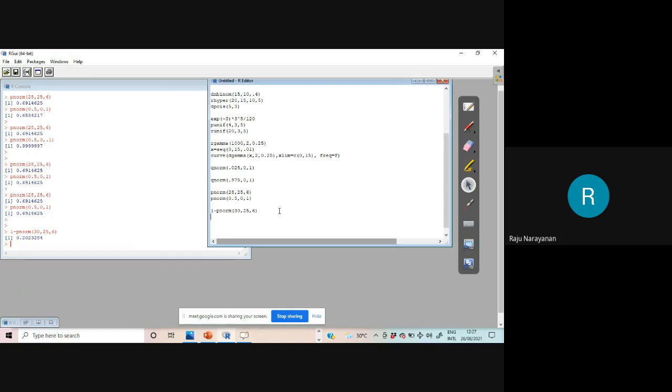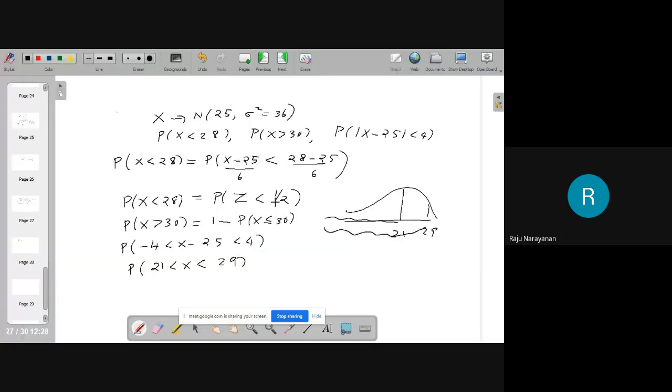Okay. Therefore, pnorm(29, 25, 6) minus pnorm(21, 25, 6). Finished. Commas are correct. No problem. This is the probability, 0.495, etc. This is a chance that that variable is between 21 and 29.